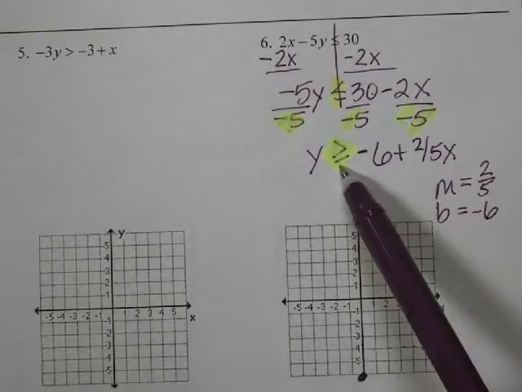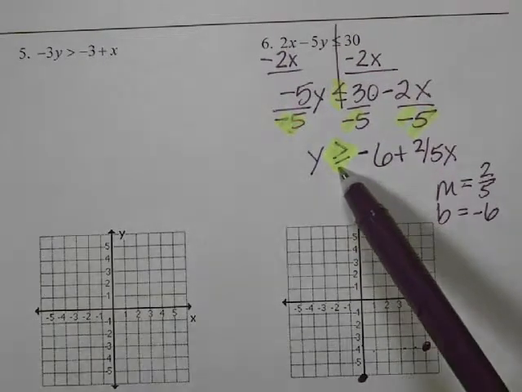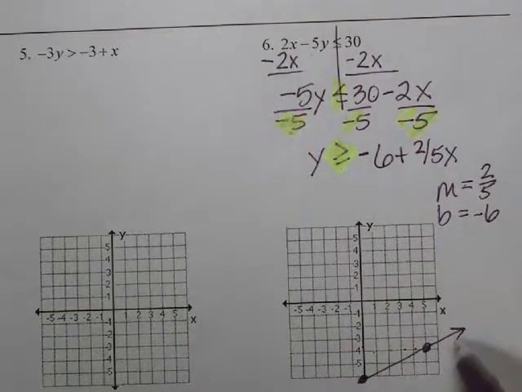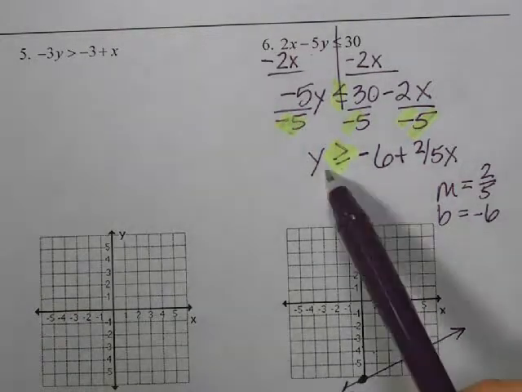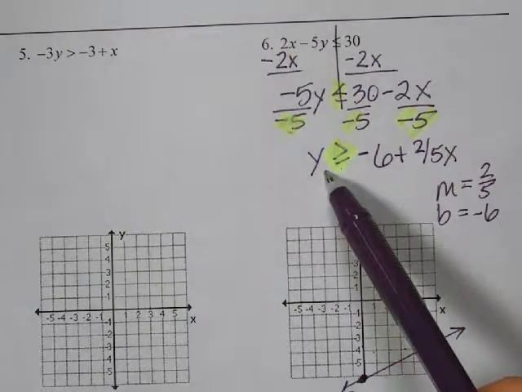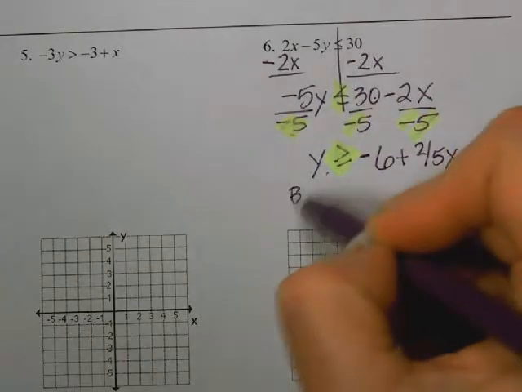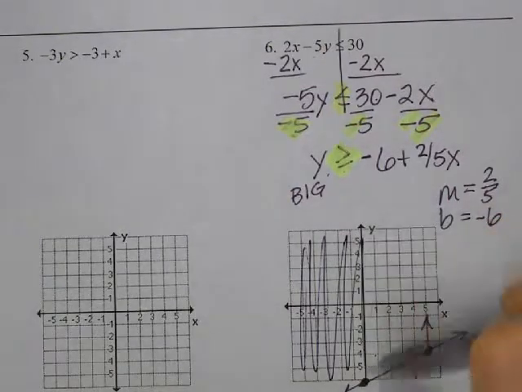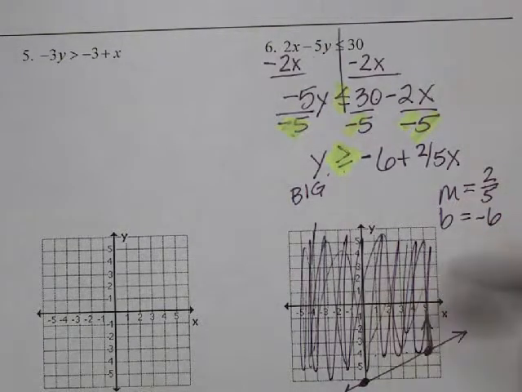Now I have to decide if it's a solid or a dotted line. Remember the rule, see a line, draw a line. So it's a solid line this time. Now, is y on the big side or is y on the small side? Well, y is on the big side, so I'm going to shade up. So I'm going to shade everything in this section.